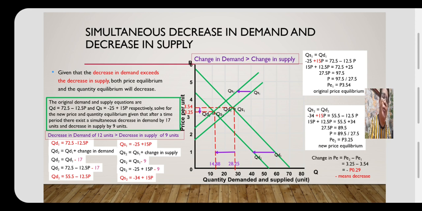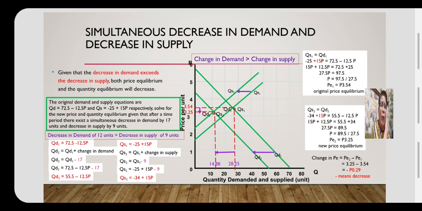Solving for P, we have to bring all those terms with P to the left side of the equality sign and the whole values to the right side. So that we now have 15P plus 12.5P is equal to 55.5 plus 34. Adding the coefficients of P, we have 27.5P is equal to 89.5. To solve for P, we have 89.5 divided by 27.5. So the quotient of 3.25 serves as the value of our new price equilibrium.